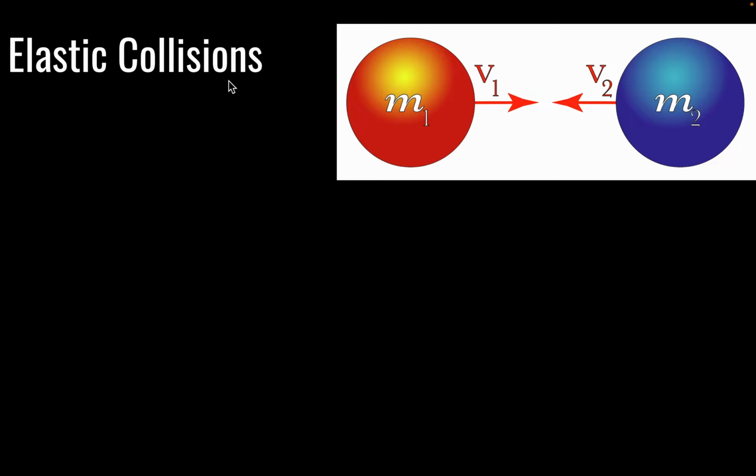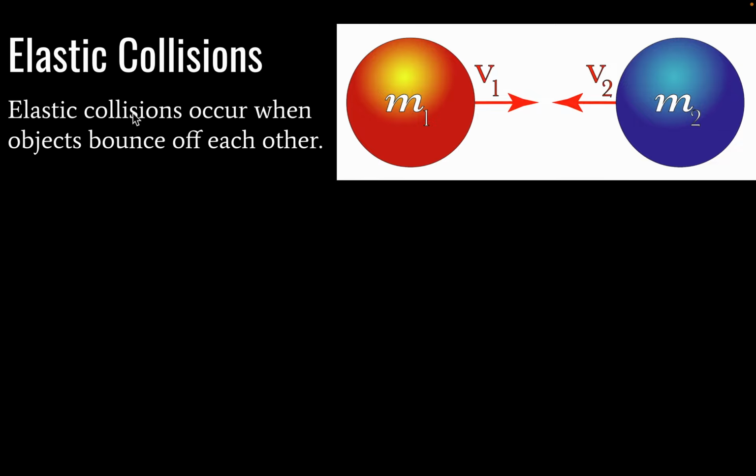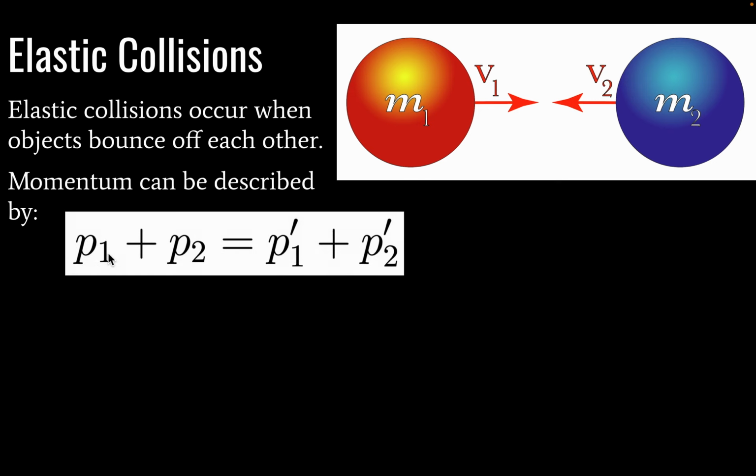So we're going to talk about elastic collisions here for a second. Elastic collisions occur when our objects bounce off of each other. Here I have two objects headed straight for each other. And our momentum here can be described by this equation, where we have the momentum of object 1 right here and the momentum of object 2 right here being equal to the final momentum of object 1 and the final momentum of object 2. And this little prime mark here is just a way that we can indicate that this value here is going to be different than this value here.